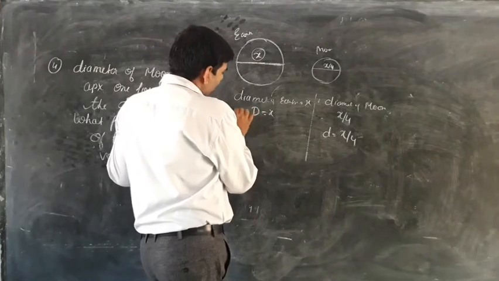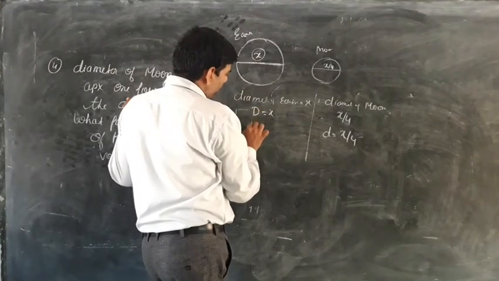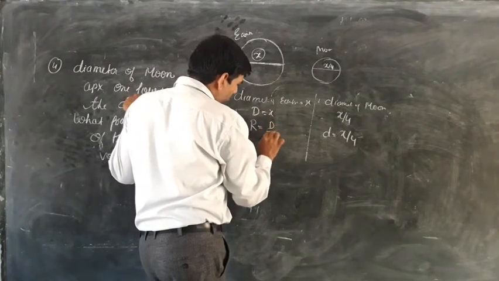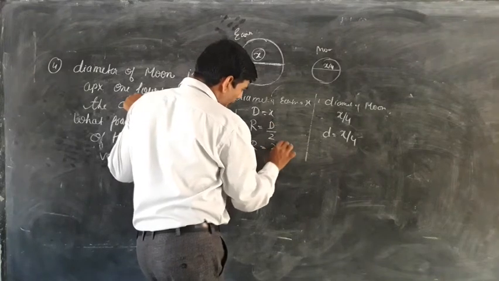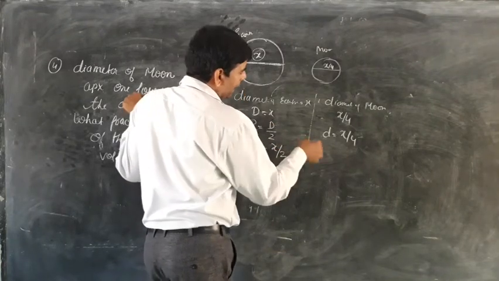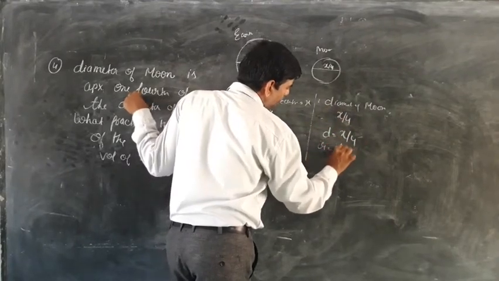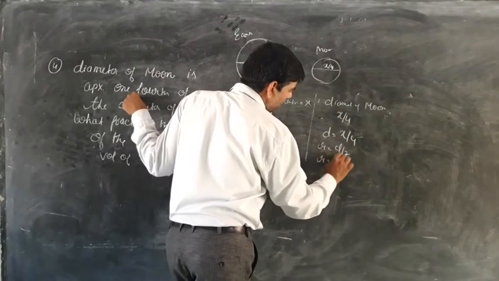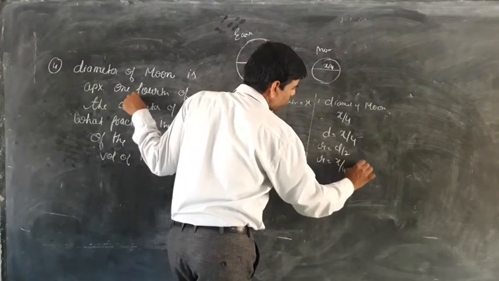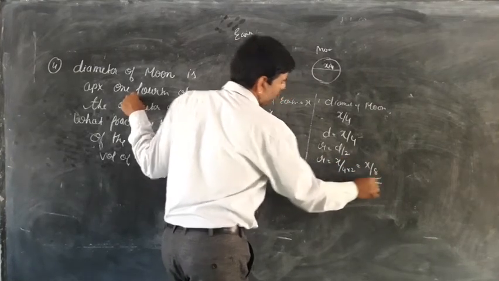The radius of the earth will be half of the diameter, that is D upon 2. That is, radius is equal to x upon 2. Next, the diameter of the moon is x by 4. The radius is half of the diameter, that is x by 4 into 2, which is equal to x by 8.